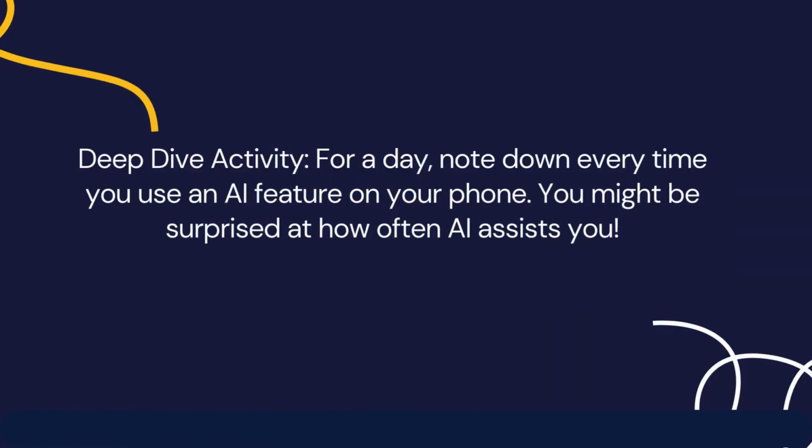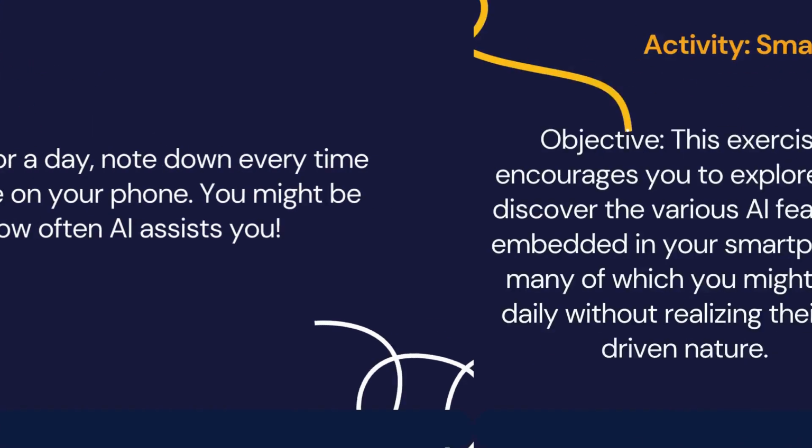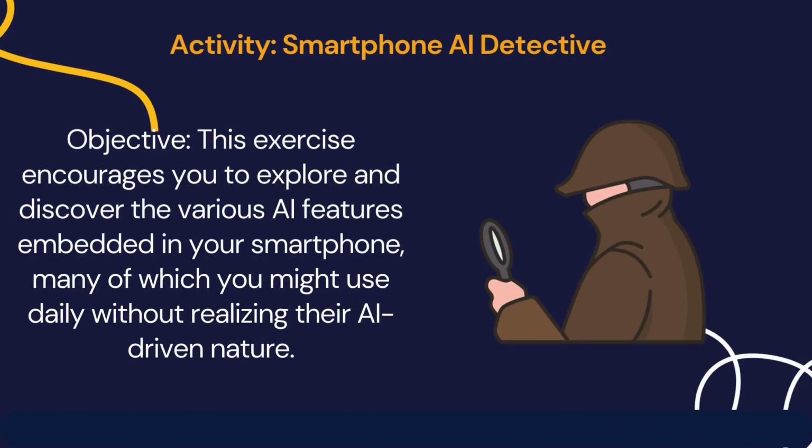Now for an activity. For a day, note down every time you use an AI feature on your phone. You might be surprised at how often AI assists you. The objective for this activity is to encourage you to explore and discover the various AI features embedded in your smartphone, many of which you might use daily without realizing their AI-driven nature.